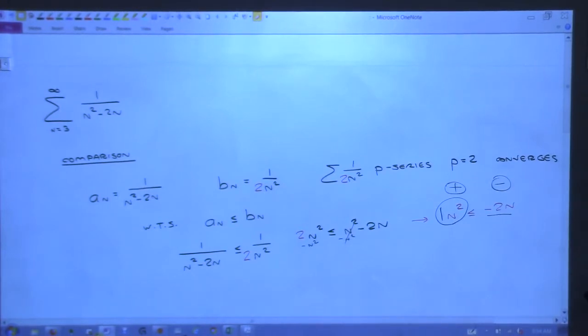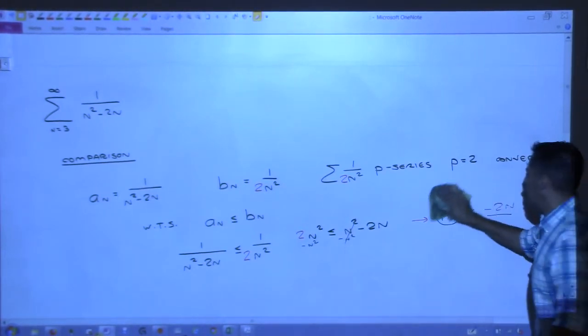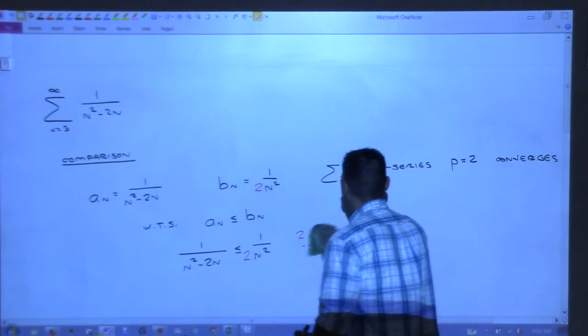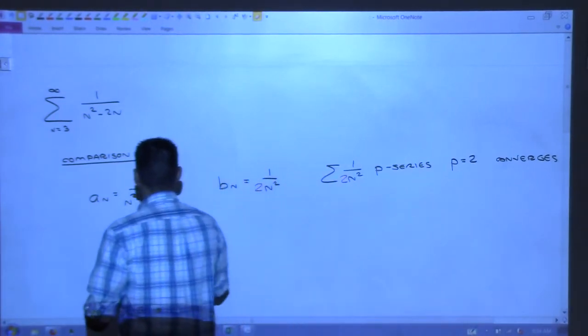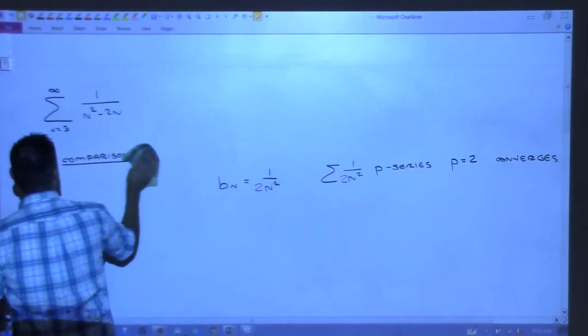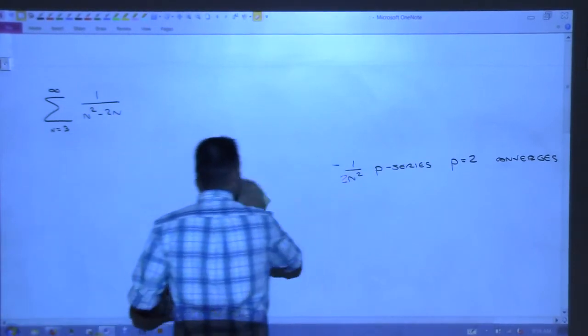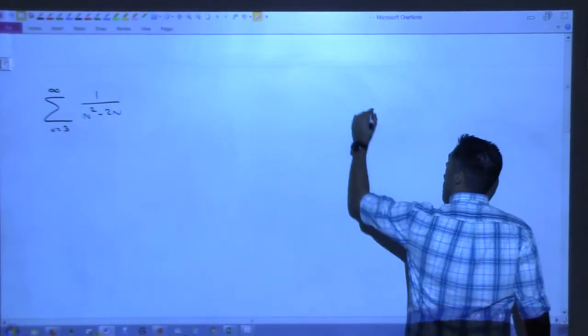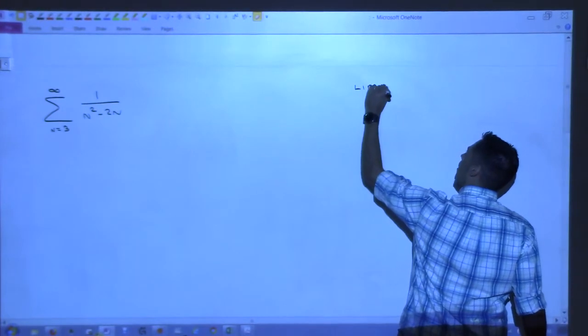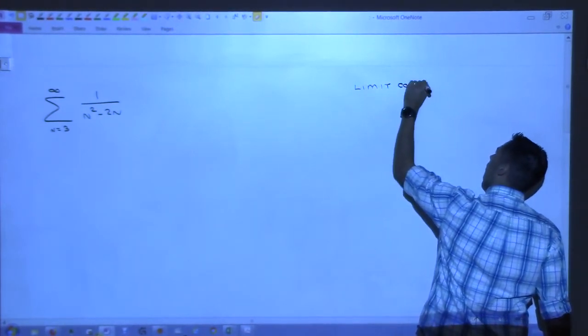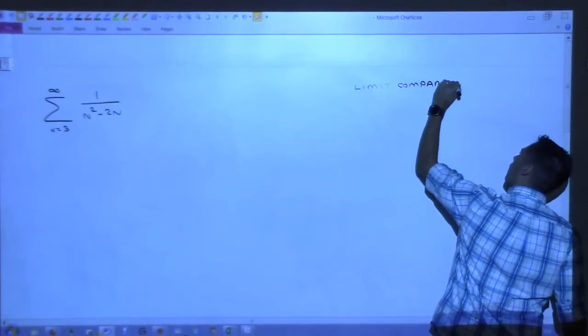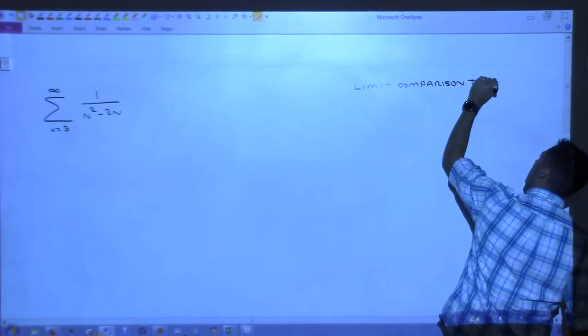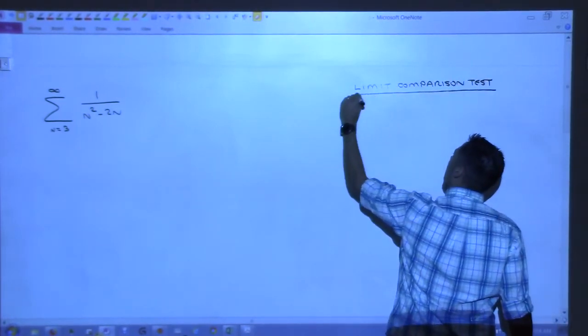Make sense? All right, so we need a new test. Actually, on your formulas, it's not a new test. It's still in the comparison test. But here it is. This is actually called the limit comparison test. In our book, it's called the limit comparison test. And here's what it is.